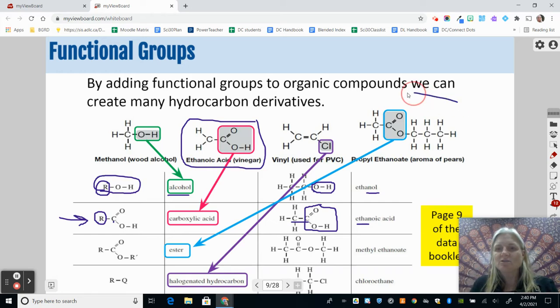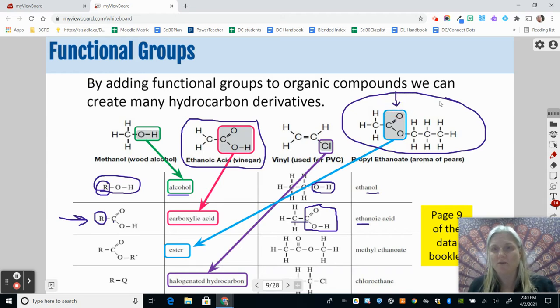Then we have esters. Esters are a little similar to carboxylic acid, except you'll notice they happen in the middle of a chain of carbons. So there's a chain of carbons on one side and another chain of carbons on the other. And the actual ester group is a carbon with a double bonded oxygen and a single bonded oxygen. And there is what your ester is. So you'll see there's a group on one side of the ester and a different group or the same group on the other side of the ester. And we're going to look at naming these next lesson. They're a little trickier, so we'll leave them for today.